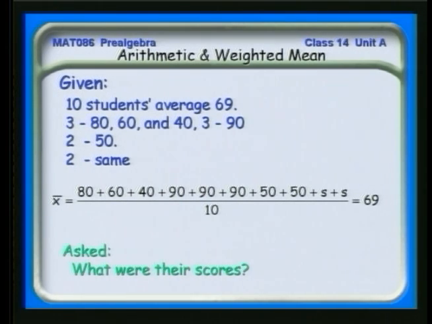Again, I can write out this specifically. I'm given that there were 10 students. There is the 80, 60, and 40. There are the 3 90s. There are the 2 50s, and there are the 2 the sames, and I'm going to call them by the unknown S. Since there were a total of 10 students, I divide that by 10 to get the average, and it says that the average is 69.